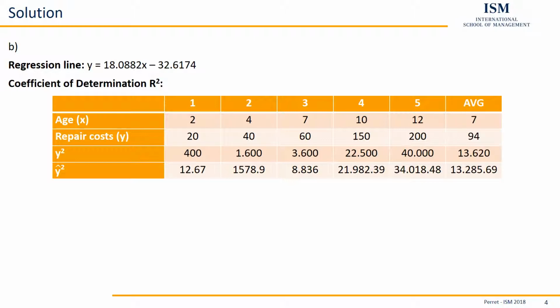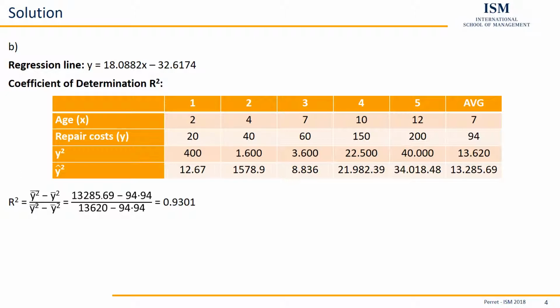And then, again, we take the averages of all 4 values. Because again, that's what we are interested in. Because r squared then is determined as, as we can see here, the average of y hat squared, so the 13,285.69, minus the average of y squared, so minus 94 squared. And all of this is divided by the average of y squared, so 13,620, again minus 94 squared. So this results, in this case, in an R-squared of 0.9301. Okay, this gives us the coefficient of determination.